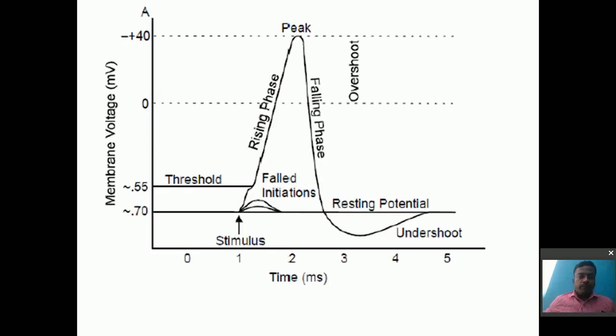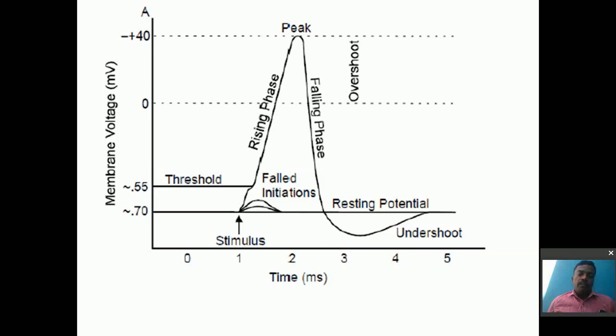Okay, right. This is a graph. This graph indicates the resting potential and action potential. The resting potential is below zero, that is, in negative voltage. Whenever we apply the stimulation, at 1 millisecond we apply some stimulation. Then after applying the stimulation, it is the rising phase.